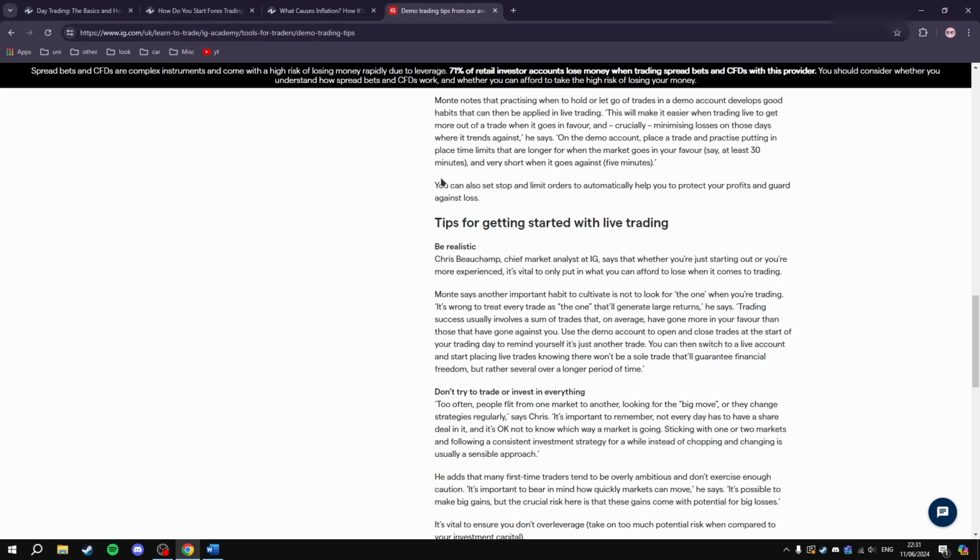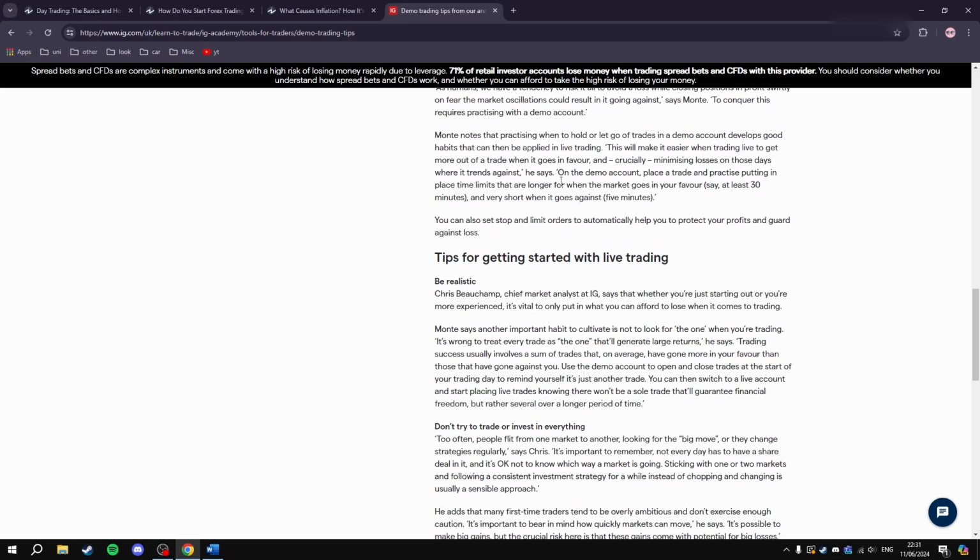On the demo account, place a trade and practice putting in place time limits that are longer for when the market goes in your favor, set at least 30 minutes, and very short when it goes against, 5 minutes. You can also set stop and limit orders to automatically help you protect your profits and guard against losses.